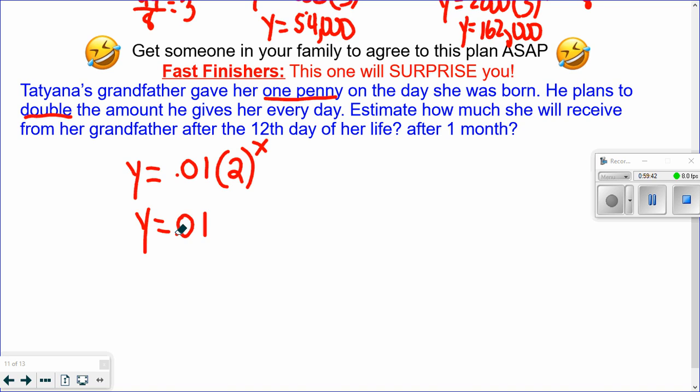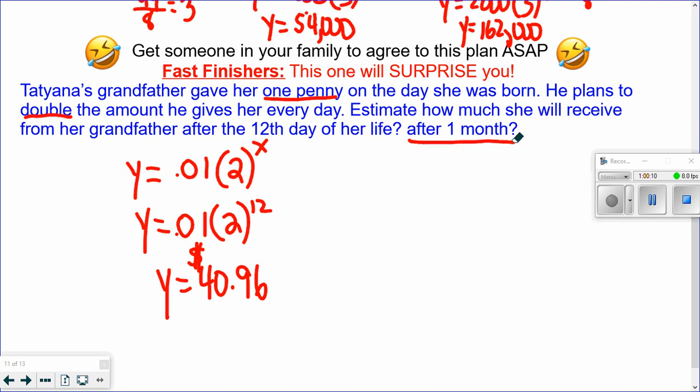So go ahead, grab your calculator and substitute the 12 in. How much will Tatiana have after the 12th, just the 12th day of doubling? Yes, $40.96. Even though it's not a lot, you know, that's a lot after 12 days.